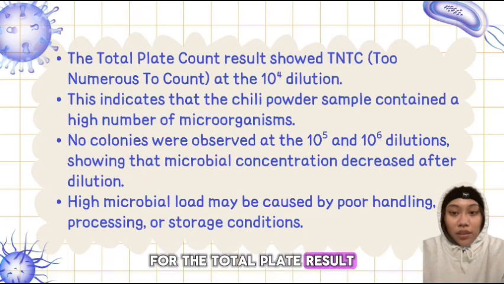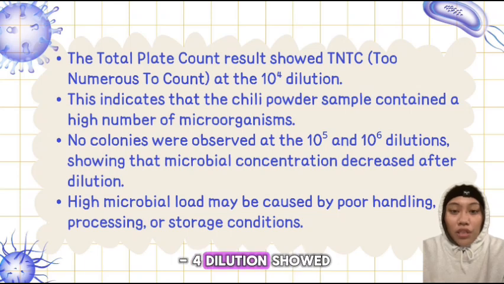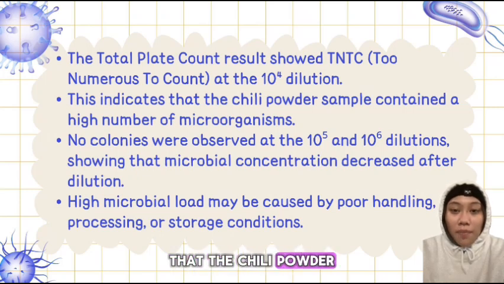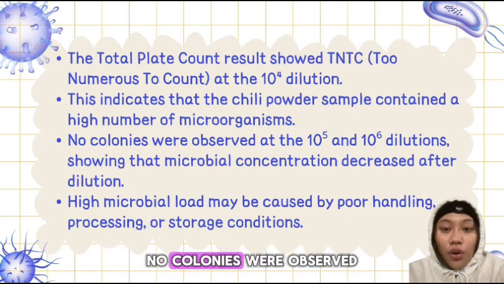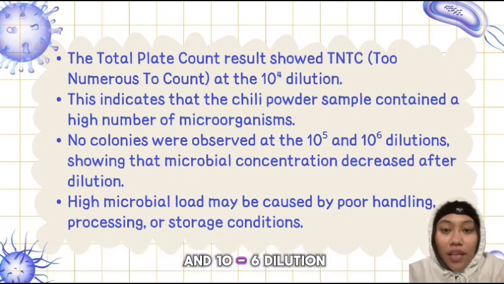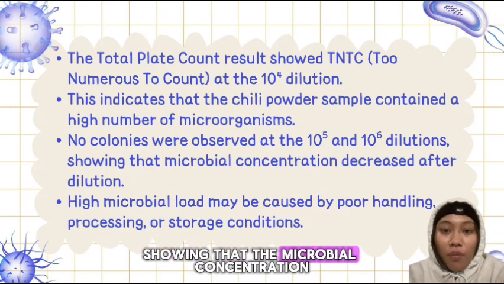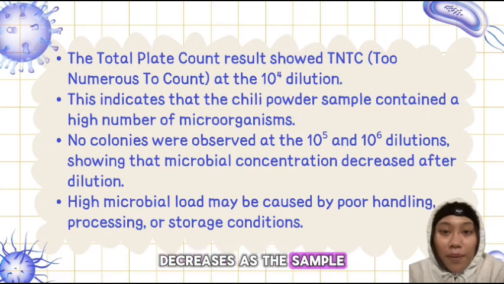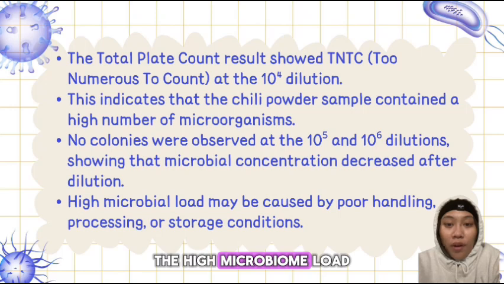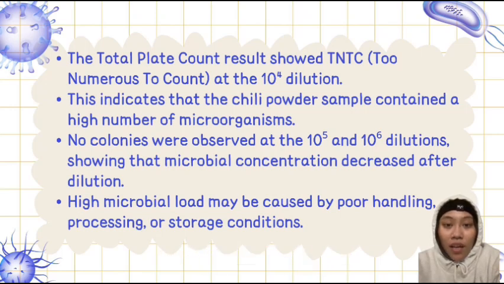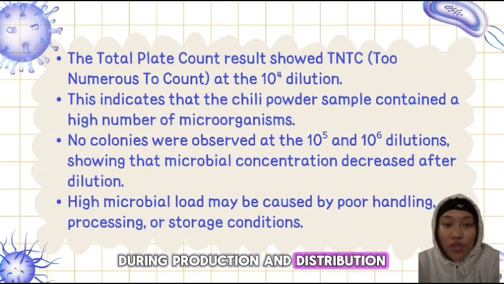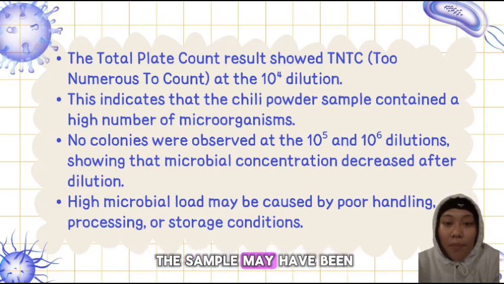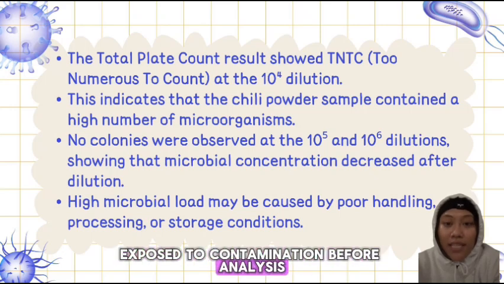For the total plate count result, the plate at 10^-4 dilution showed TNTC, which means too numerous to count. This indicates that the chili powder sample contained a very high number of microorganisms. Meanwhile, no colonies were observed at 10^-5 and 10^-6 dilution, showing that the microbial concentration decreased as the sample became more dilute. The high microbial load may be caused by poor handling, improper processing, and unsuitable storage condition during production and distribution. These results suggest that the sample may have been exposed to contamination before analysis.